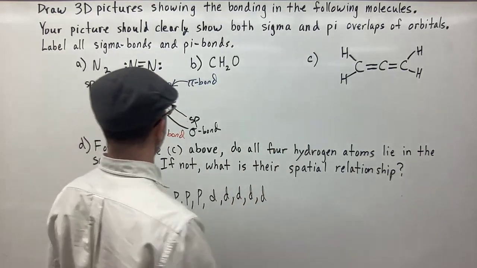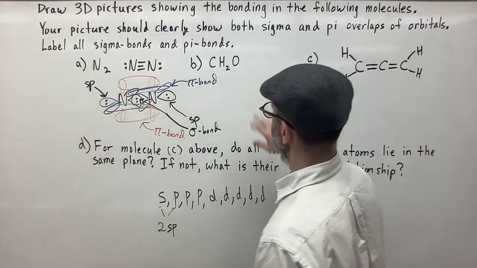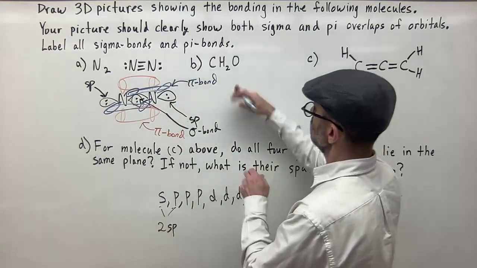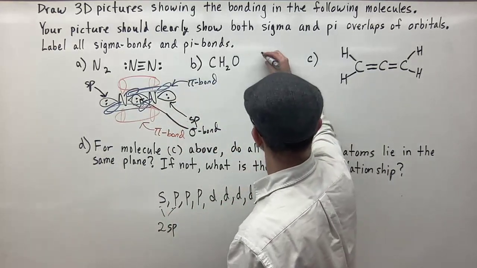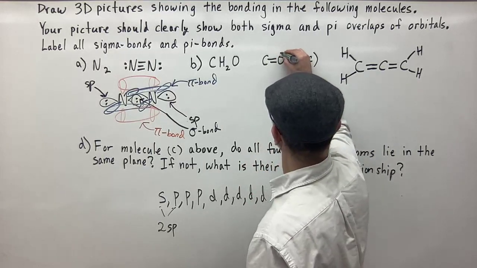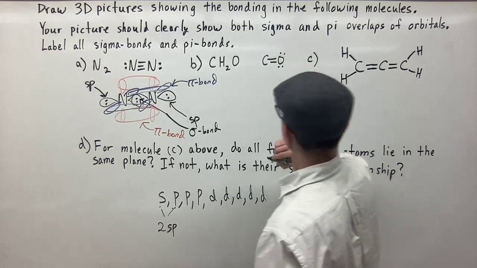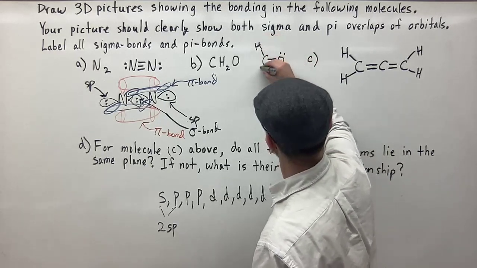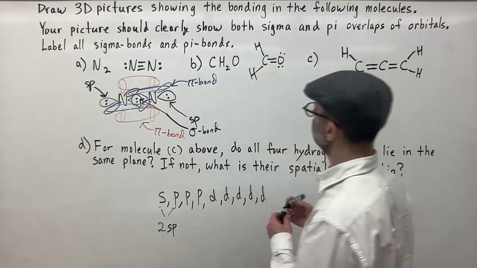Okay, so I've kind of ventured into my space here. So now I'm going to draw the Lewis dot structure for this molecule. So what's the Lewis dot structure? It's going to be C double bond O. You've got 2 lone pairs there, and then you've got your hydrogen and your hydrogen.